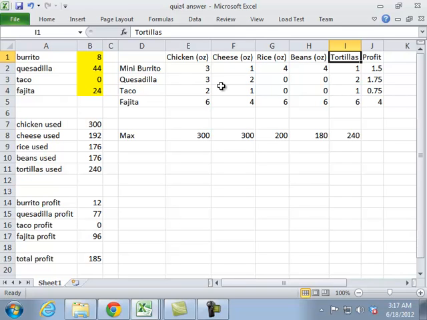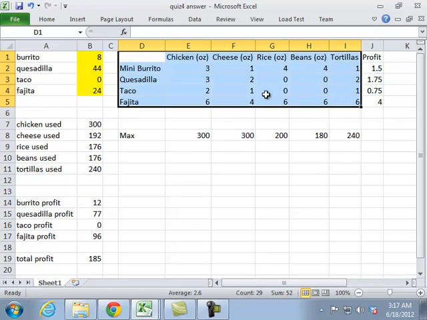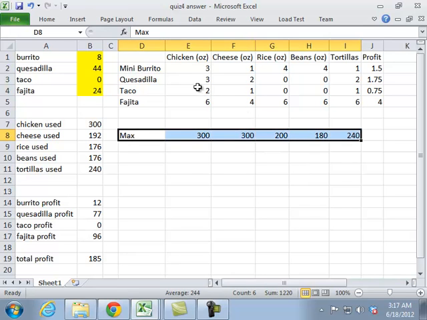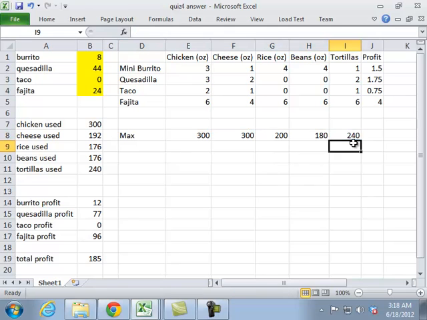So basically you need to figure out, given the amount of profit that you make on each item, which was given in the case, how do you go about figuring out the optimal mix? So this part of the chart right here was given to you in the case. And I added beneath here a line of the capacity, the amount of each good that you found in the refrigerator. 300 ounces, 300 ounces, 200 ounces, 180 ounces. And this was a little tricky, 240.